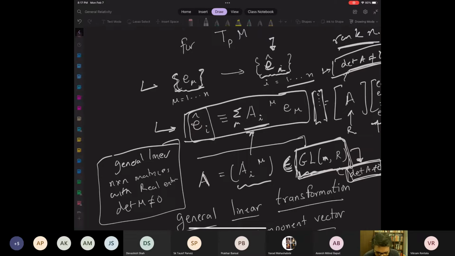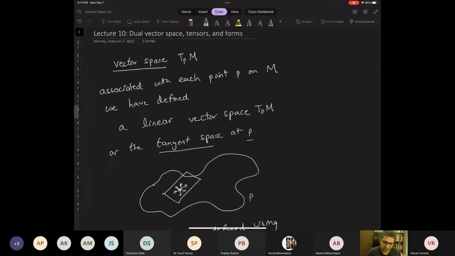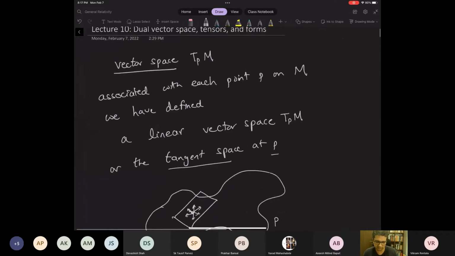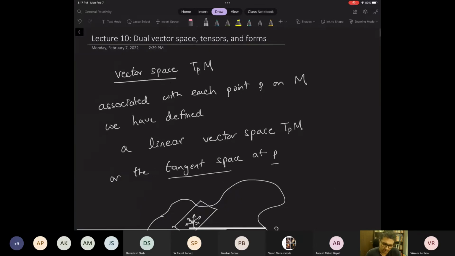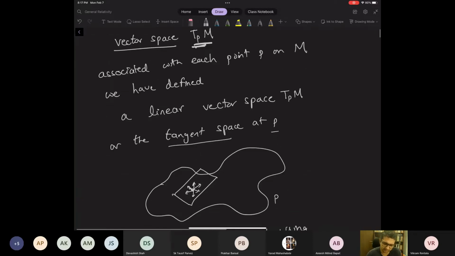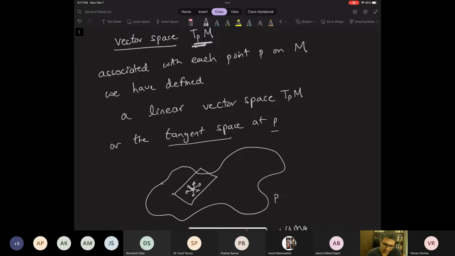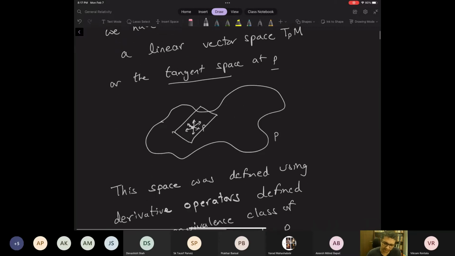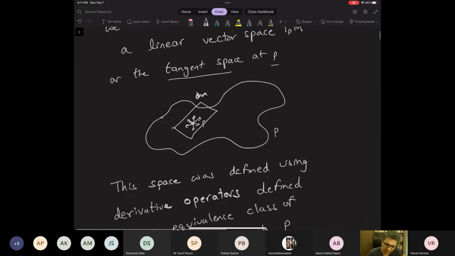Okay, so let's move on. We'll start a little bit of the dual vector space, and then we'll continue next time. Just to summarize, the idea of a vector space T_P M is associated with every point P on the manifold. You now have a linear vector space T_P M, and the dimension of this vector space is n. The dimension of the manifold is also n.